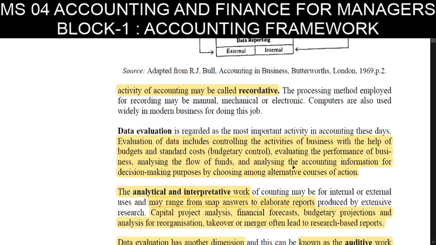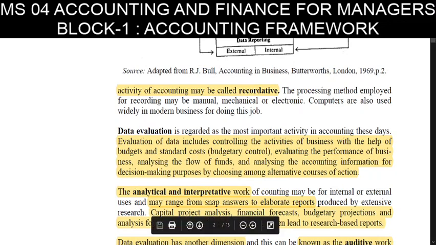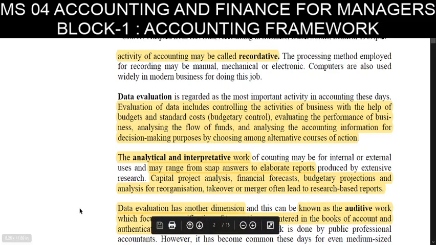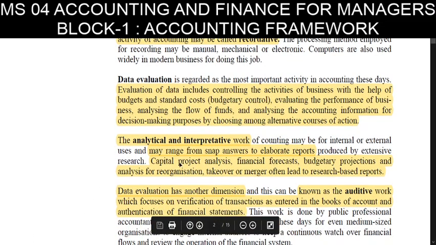Evaluation of data includes controlling the activities of business with the help of budgets and standard costs, evaluating the performance of business, analyzing the flow of funds, and analyzing the accounting information for decision making purposes by choosing among alternative courses of action. So the sentences are very big here, but simply data evaluation means controlling the budgets and analyzing the activities, analyzing the information thereof. That's all.